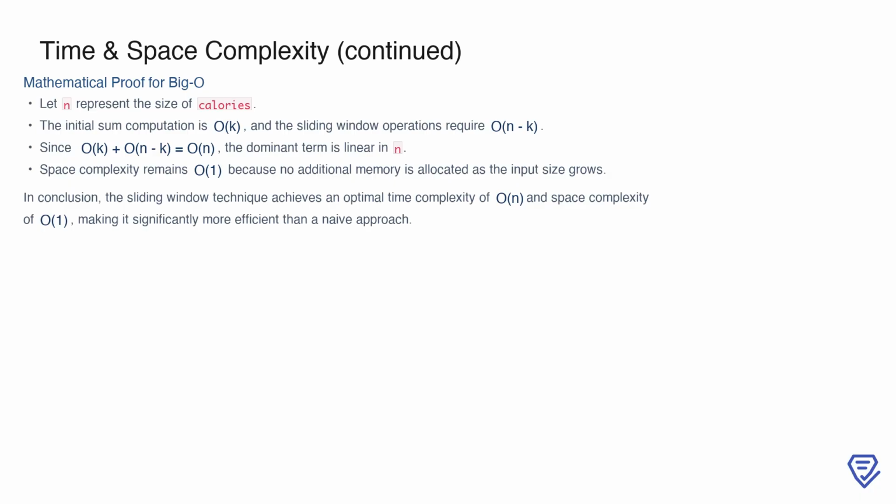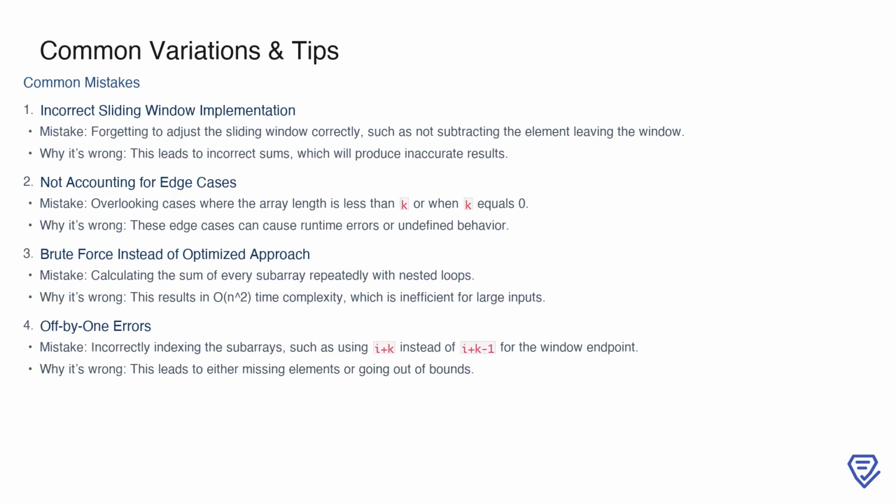With this, we can confidently conclude that the solution is both time and space efficient, making it well suited for large-scale inputs. When tackling this problem, there are a few common mistakes to watch out for. First, incorrect sliding window implementation is a frequent pitfall. This happens when we forget to adjust the window correctly, such as not subtracting the element that exits the window. This oversight leads to inaccurate sums, which will directly affect the correctness of the results.